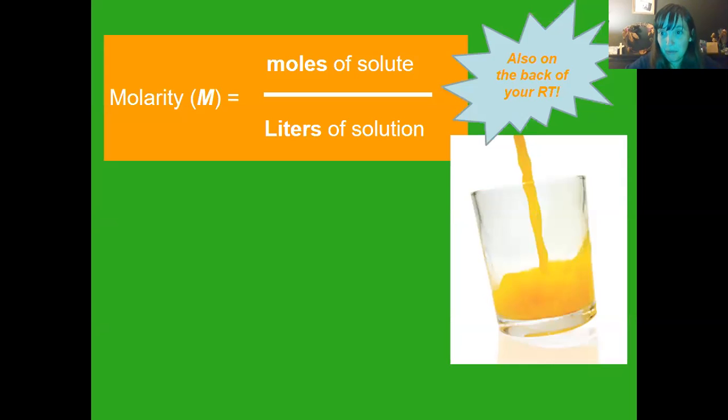Molarity is how many moles of stuff did you put into it, solute, divided by how big is it, or how many liters of solution. And this is also on the back of your reference tables on that list of equations on table T in the very back. You might have noticed it before when we were studying moles and wondered what it was about.